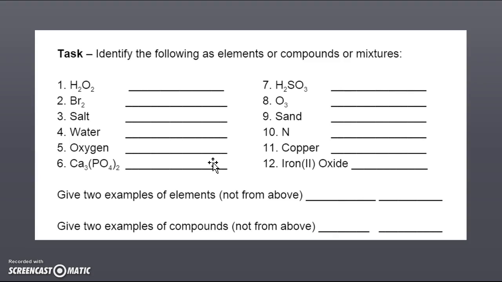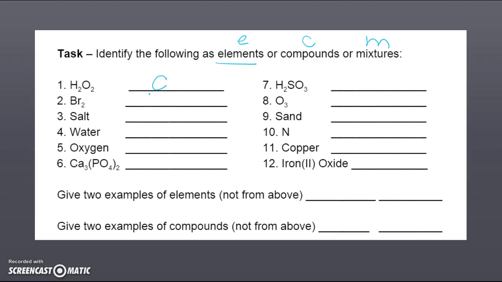Next in class, we want to work through this task. We're identifying the following as elements, compounds, or mixtures. For simplicity, I'm going to label these as E, C, and M. This first one, number 1, H2O2. We notice that it's not just one thing by itself, which would be an element, whereas it's more than one thing bonded together, so this would be a compound.